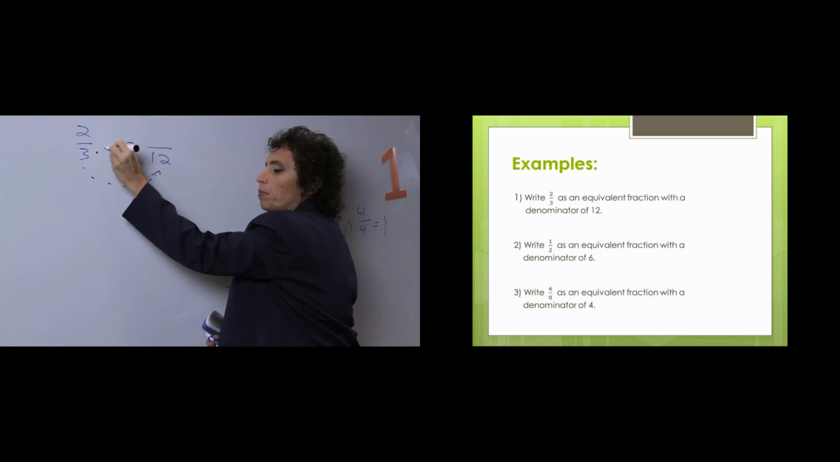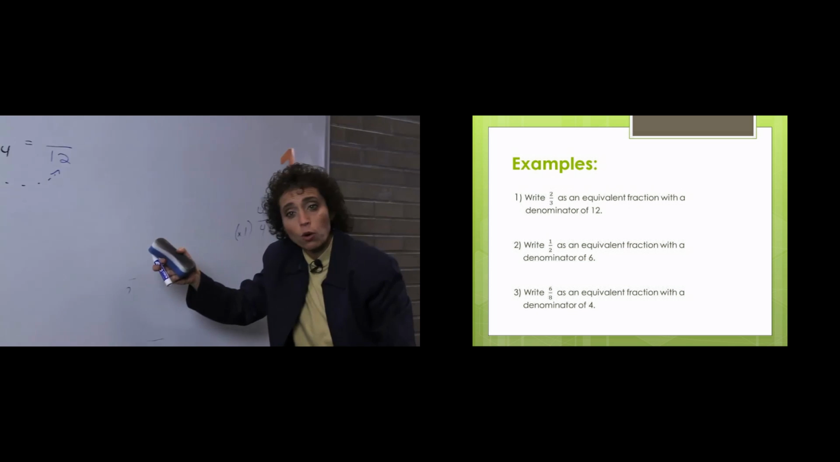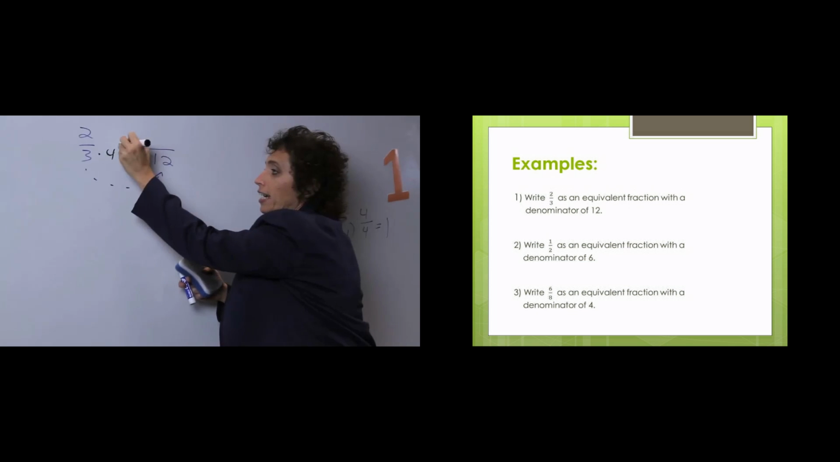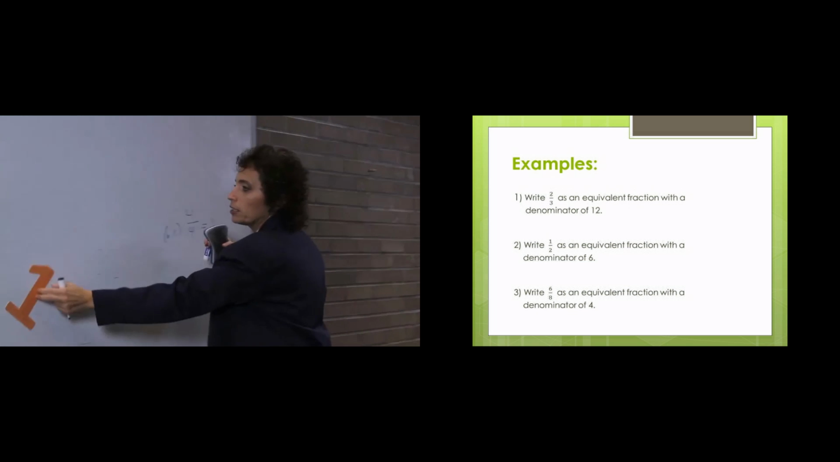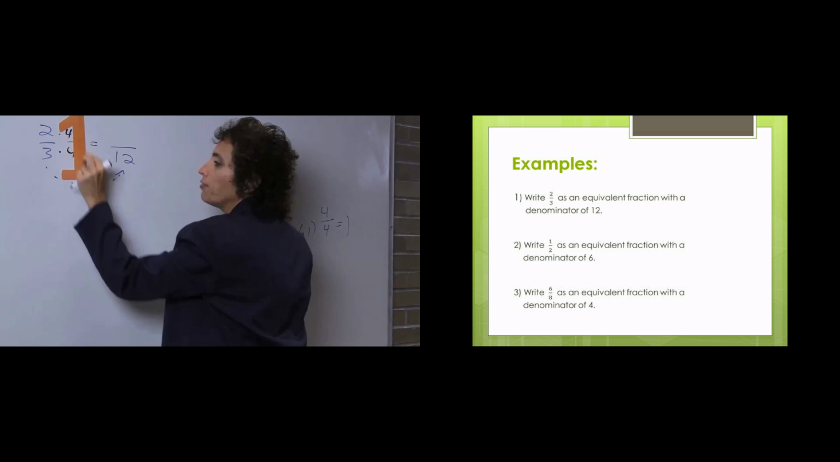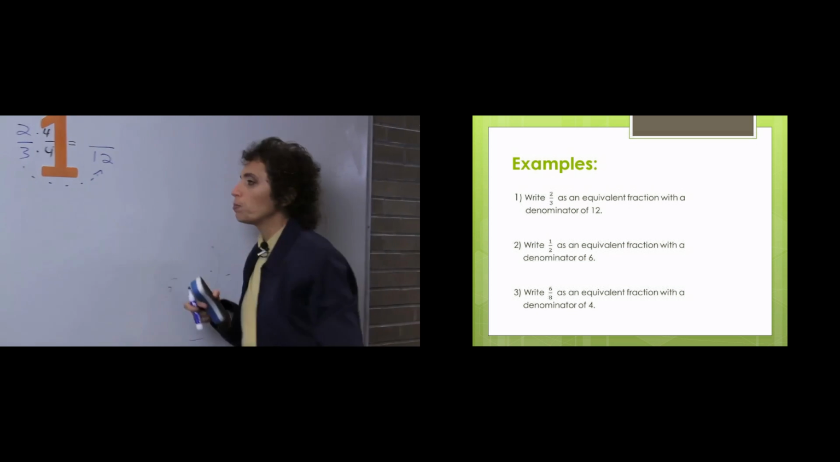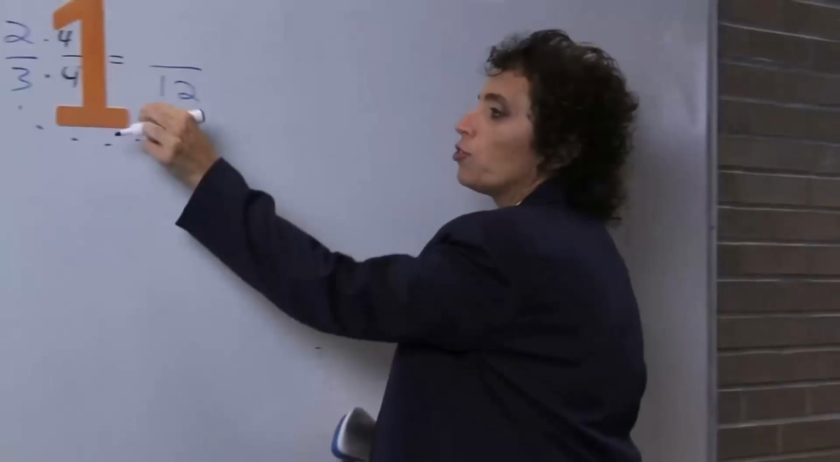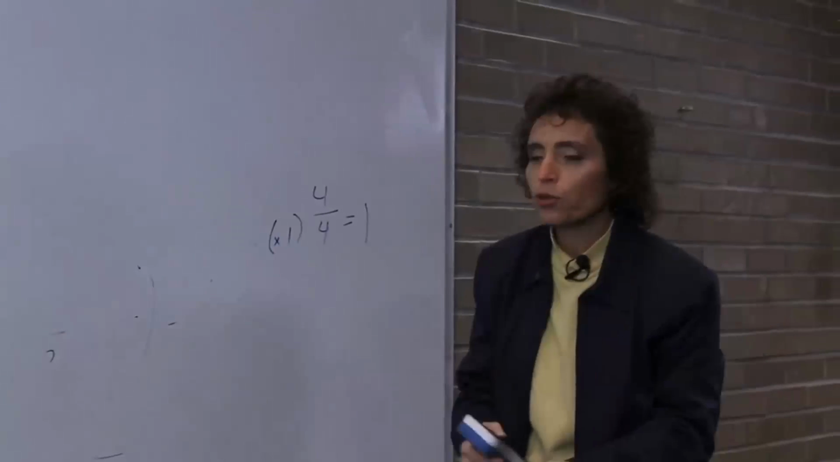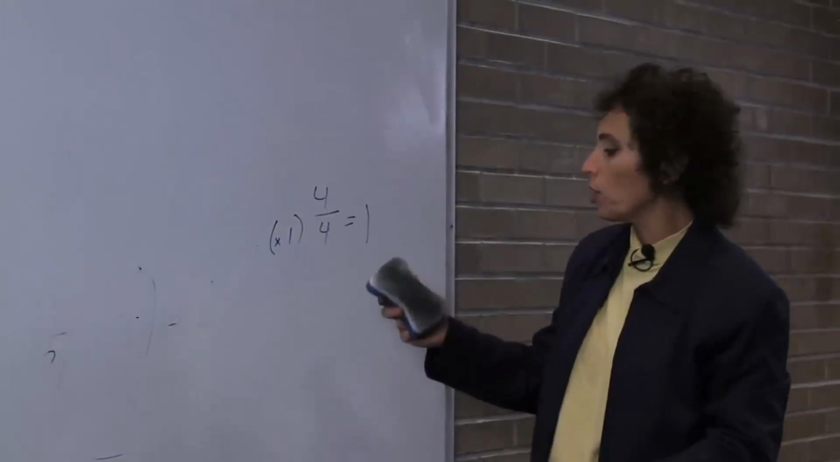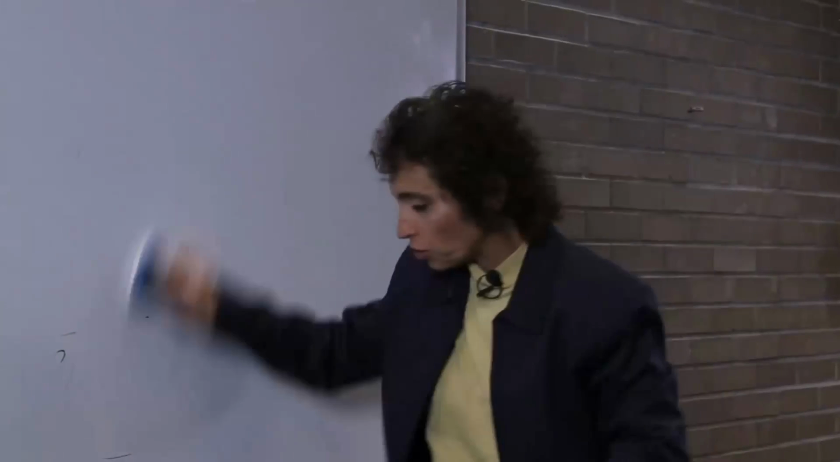So I can multiply the bottom by 4, but if I multiply the bottom by 4, I have to multiply the top by 4. Yep, you got it. Because I have to multiply by a form of 1. So that is 2 times 4, or 8. So what we're just showing you is 2/3 is the same as 8/12.